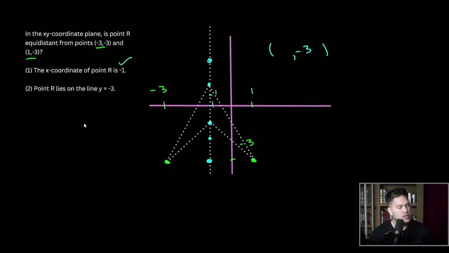What about statement 2? Statement 2 says point R lies on the line y equals -3. So the line y equals -3 is this line here. And we can already see that if our point was right here in the middle, it would be equidistant, but our point could be here or it could be way over here. We don't know where the point falls on this line. Therefore, statement 2 is not sufficient information. So our answer here is going to be answer choice A.